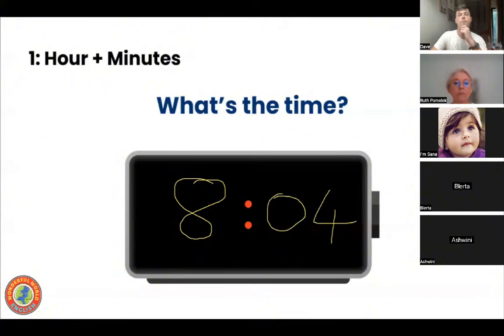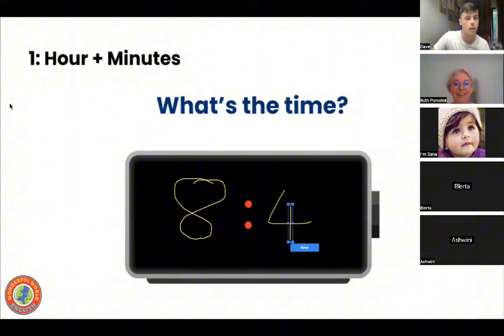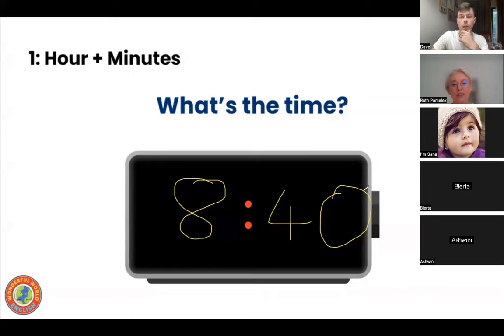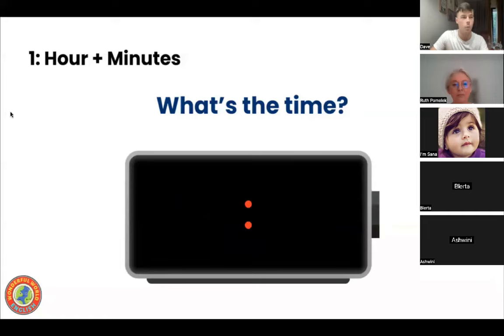What's the time, Ruth? 8:04. Perfect, 8:04. Well done, remember the O. And now, if I put this here, okay, and Sana, what's the time? 8:40. Perfect, 8:40, excellent. And let's take these away. And Blurter, what's the time? It's 11:11. Perfect. It's 11:11.